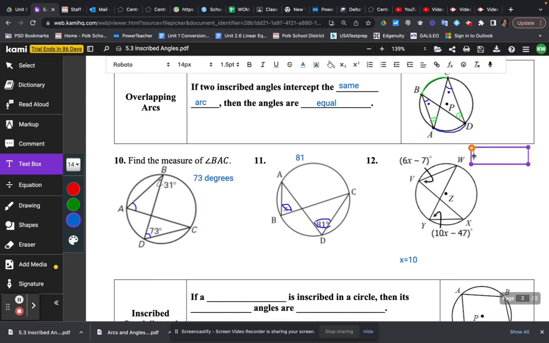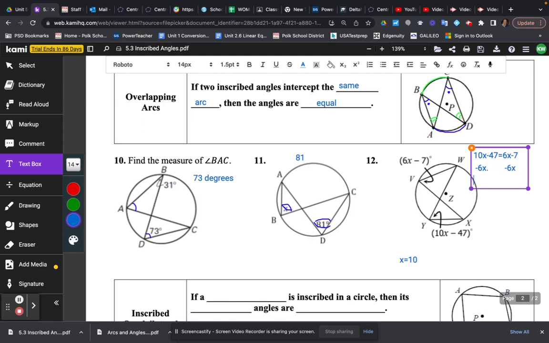So when we set these equal, we're going to do 10x minus 47 set equal to 6x minus 7. And then we begin to work the algebra. So what am I going to do first? I'm going to subtract 6x from both sides of the equation. Subtracting 6x from here, also subtracting 6x from the other side.